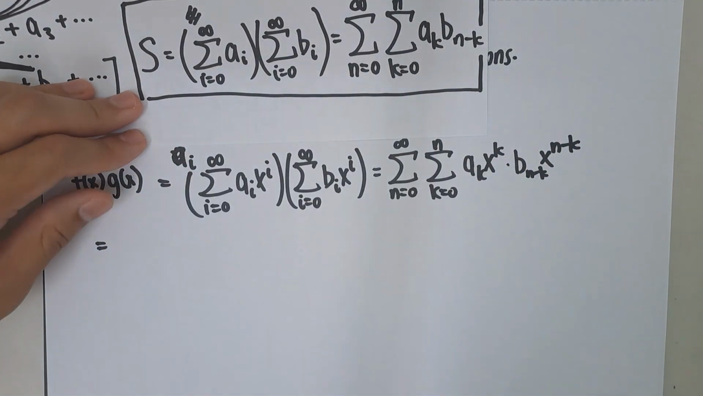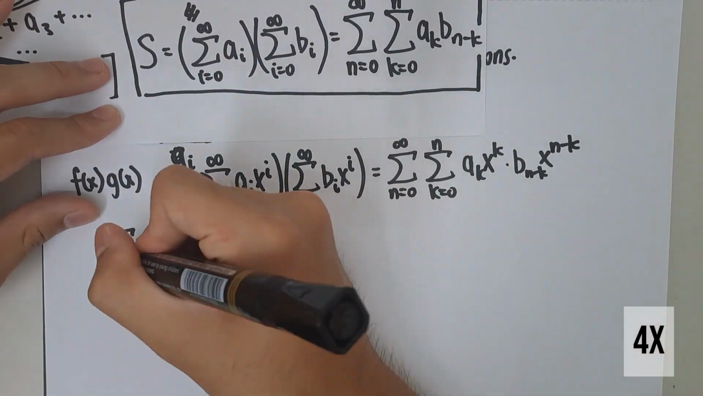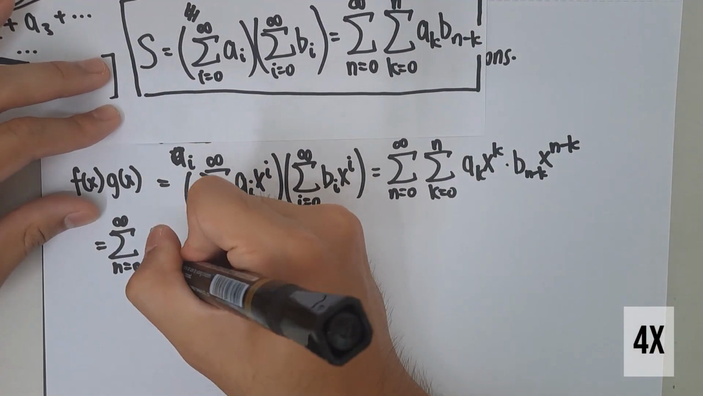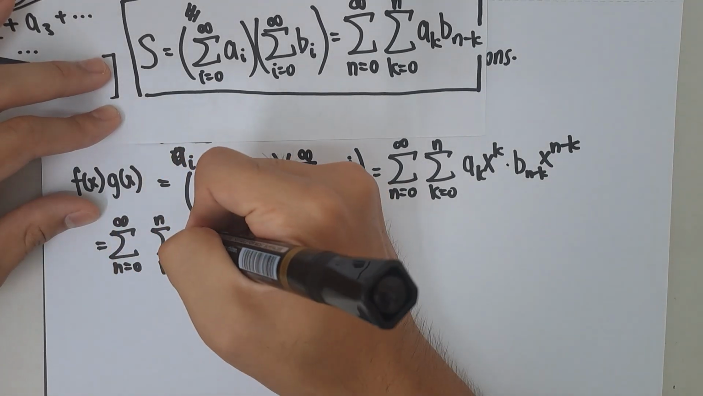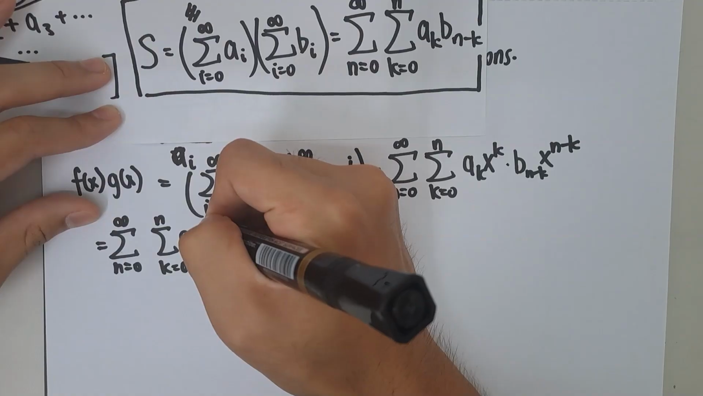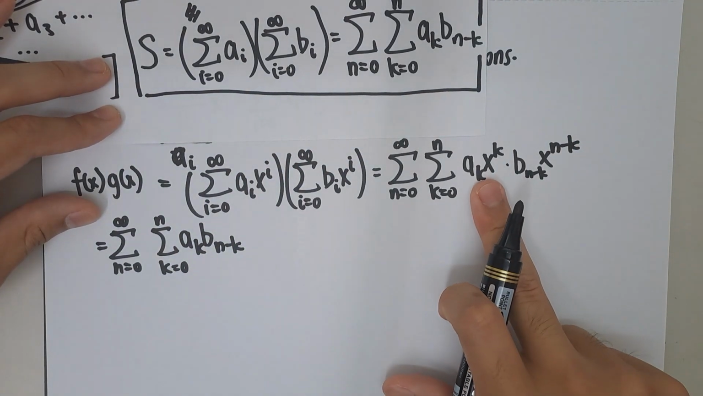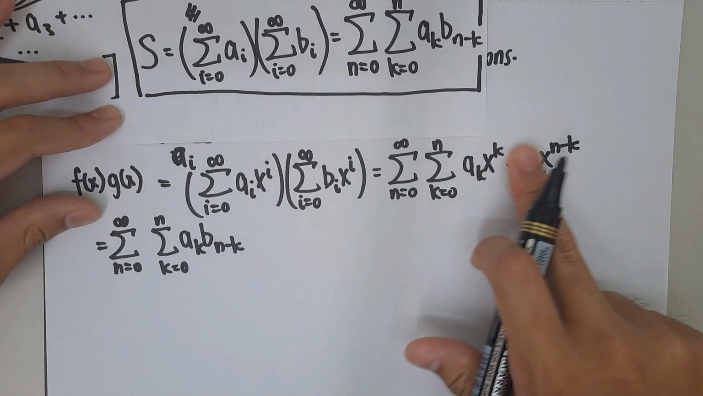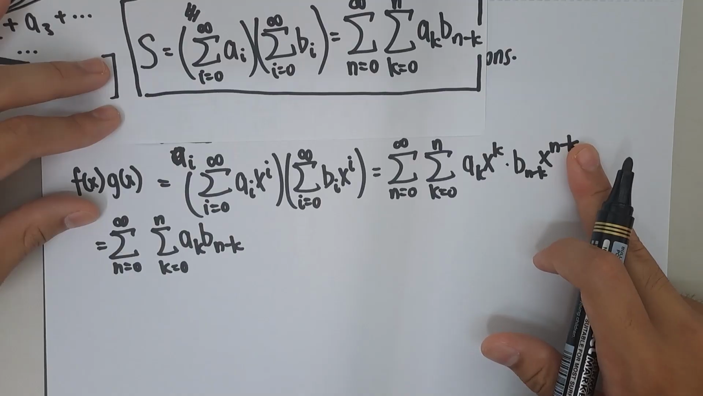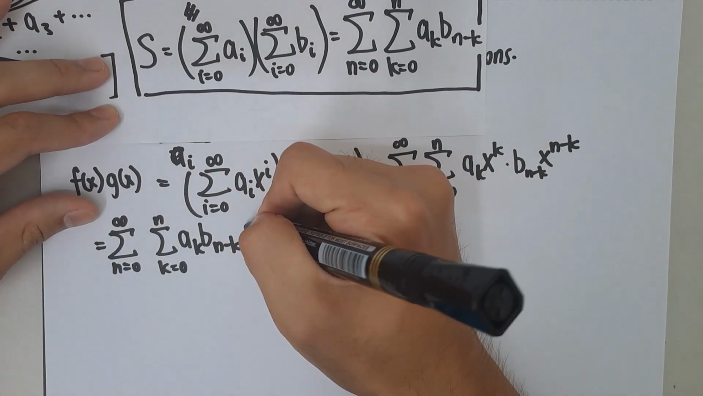And we can clean things up a little bit. We can have the sum as n is equal to 0 to infinity of the sum as k is equal to 0 to n of. Maybe we'll bring the constants out forward, and we have a sub k times b sub n minus k. And then after that, we have x to the k times x to the n minus k. The exponents will add up, and we have n minus k plus k, which is n, times x to the n.